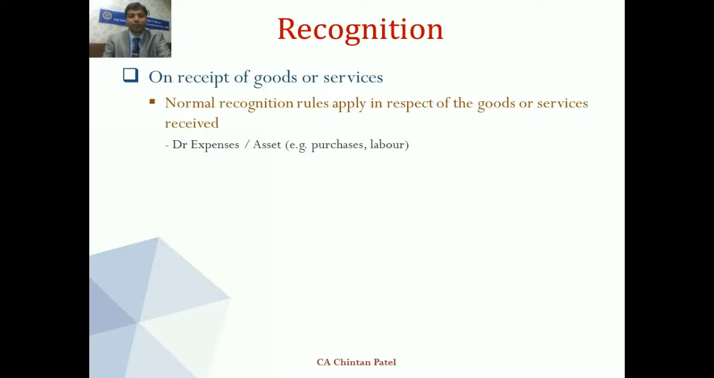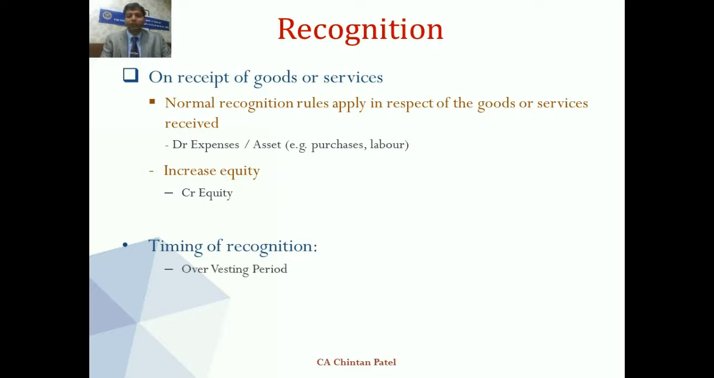Recognition. Recognition is very straightforward. You have to debit expenditure or asset and credit equity, because you received goods or services. So the expenditure is either goods or services, and you are going to issue the equity shares in the future, so it is credited to equity. The timing of recognition is over the vesting period. So whatever expenditure you incurred needs to be amortized over the vesting period.